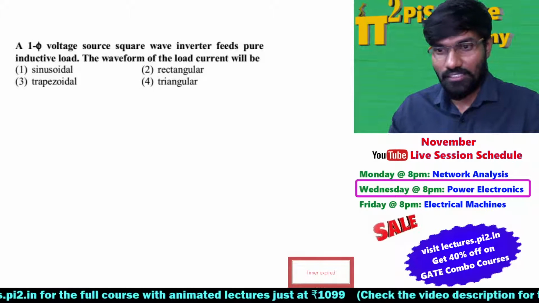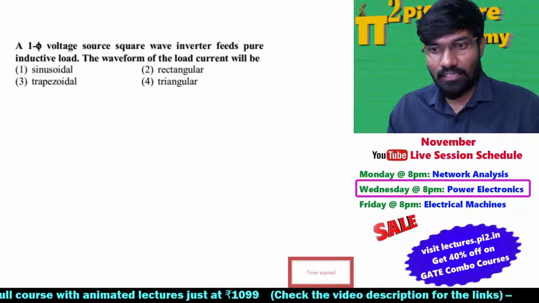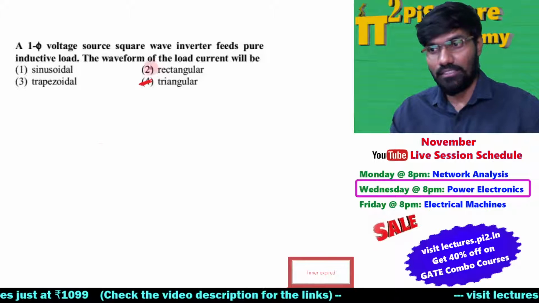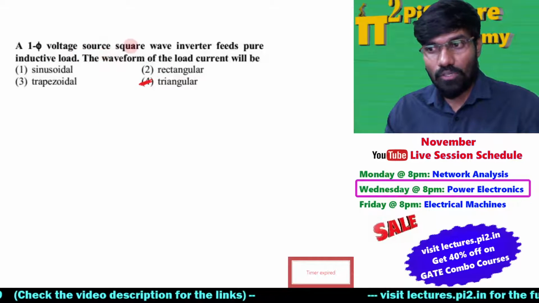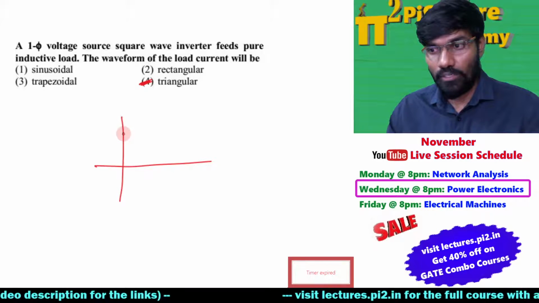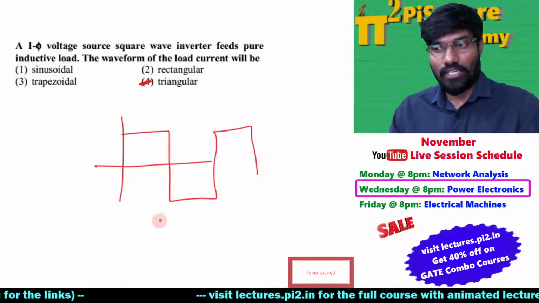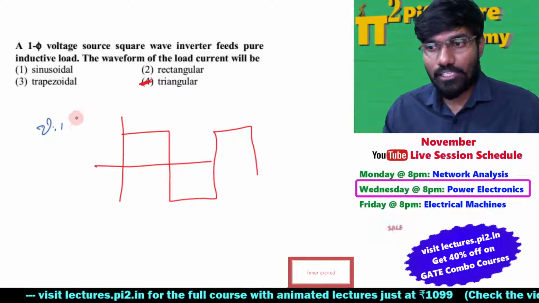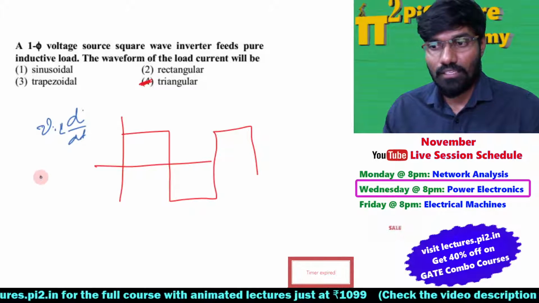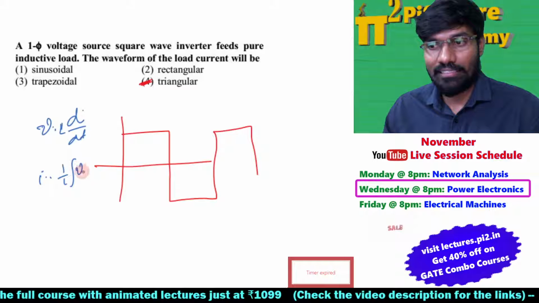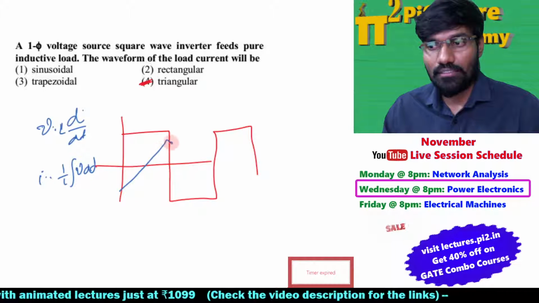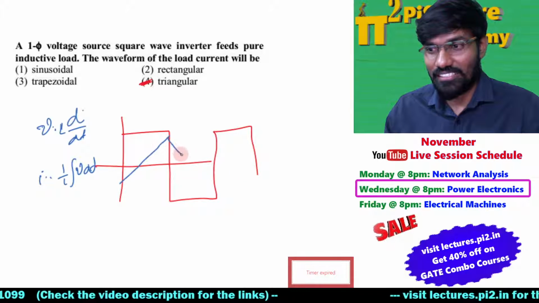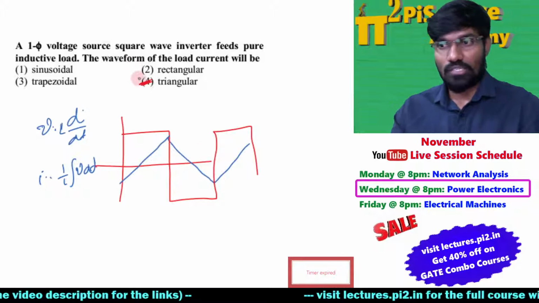Wow, good. Quick and good response. Most of you answered correctly. It's triangular. Because here, in a voltage source inverter, the voltage will be a square wave. But it's an inductive load and it is asked for the current. We know the equation V is equal to L di by dt, so i is equal to 1 by L integral V dt. Integrate this constant and you will get a triangular wave. So the answer is this.